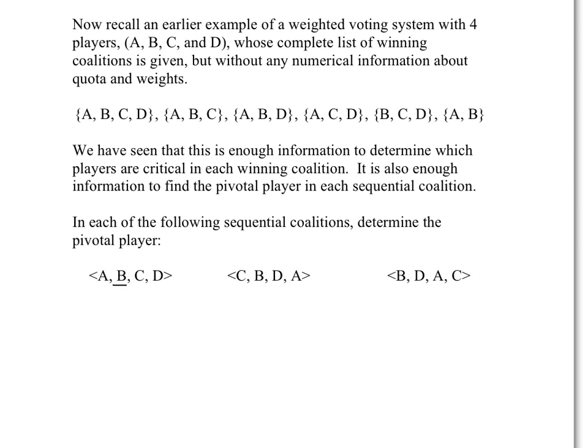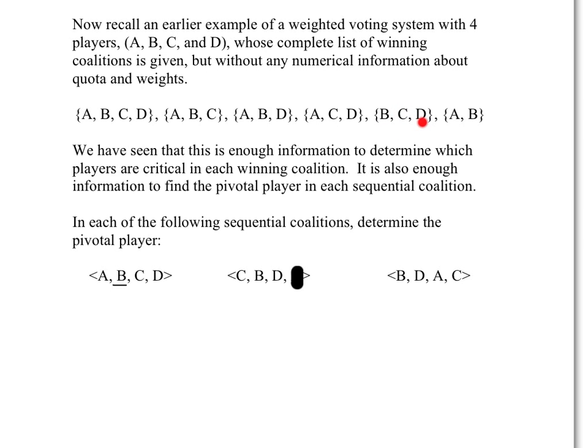Now we carry out the same analysis for the next sequential coalition. We ask, is C alone a winning coalition? No, C is not. How about CB? CB is not a winning coalition, and so B is not pivotal here. We go on to ask whether D is pivotal. That means asking if CBD forms a winning coalition. Yes, CBD does form a winning coalition.